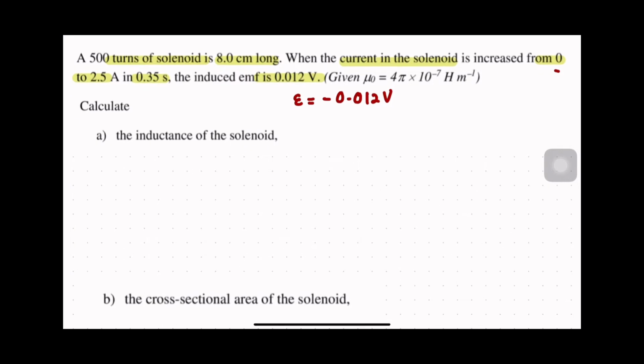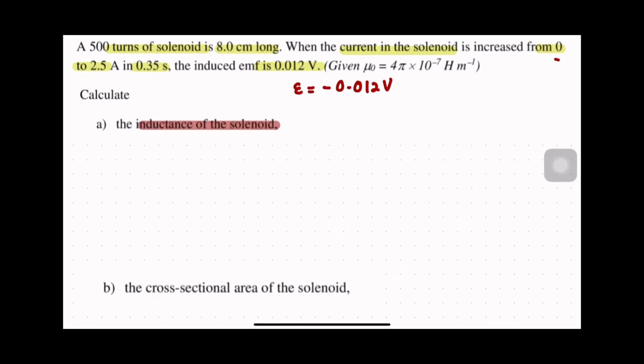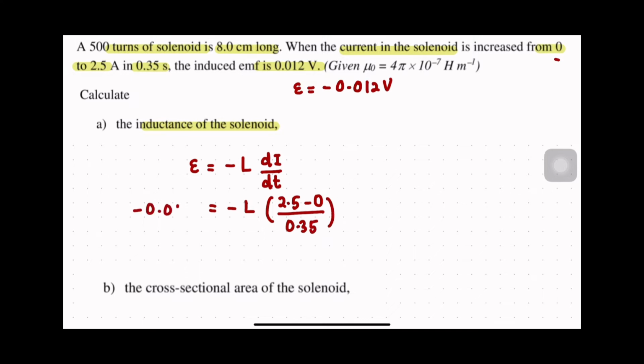Okay, so inductance of the solenoid. So you nak kira inductance of the solenoid. Induced EMF is equal to negative L di per dt. So negative L, jadi you tahu change of current I final tolak initial kan, 2.5 minus 0, and then 0.35 time. Induced EMF ni kena letak negative 0.012. So negatif dan negatif akan cancel off. So L akan jadi 1.68 times 10 to the power of negative 3 Henry.